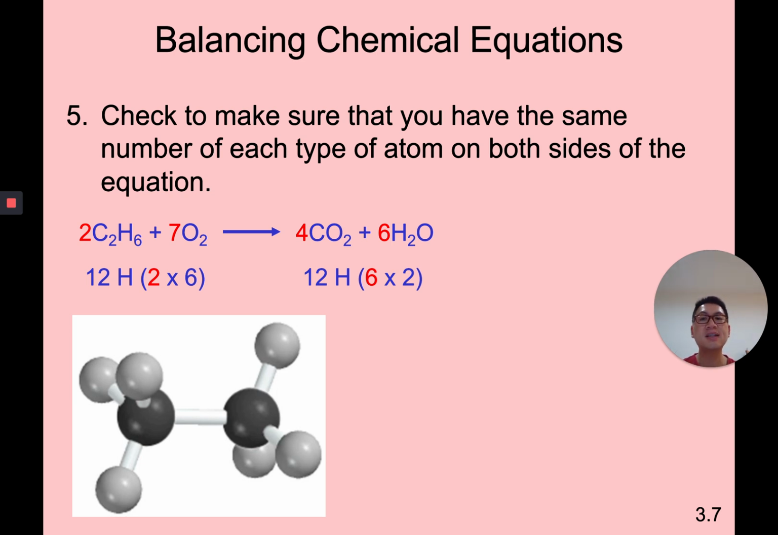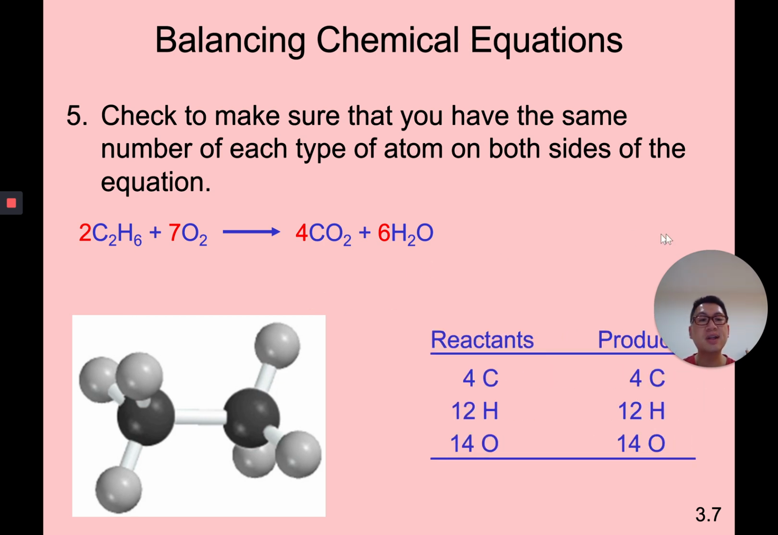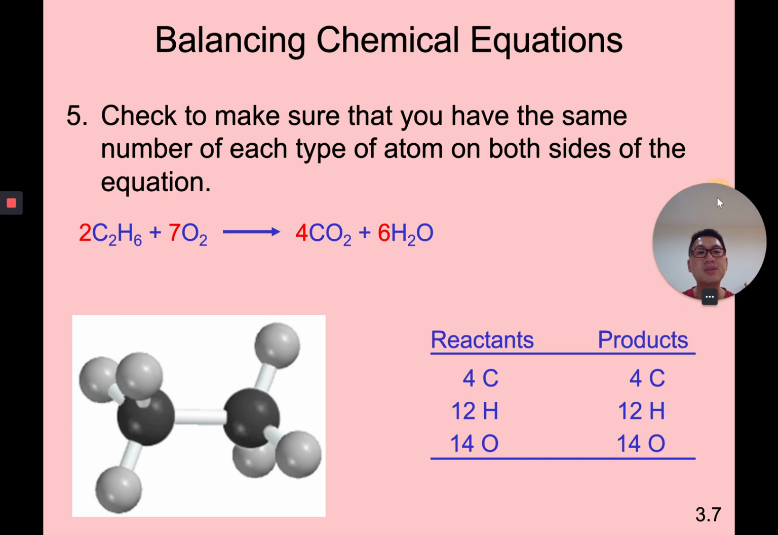Next thing is oxygen. On the left side, 7 times 2, which is 14. On the right side, I have 4 times 2, which is 8, plus 6 more. 8 plus 6, which is 14. So in other words, the number of atoms of carbon on the left and right side is the same. Hydrogen on the left and right side is the same. And oxygen on the left and right side is the same. When that happens, you have a balanced equation.